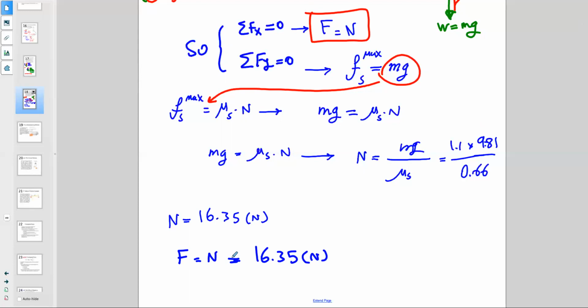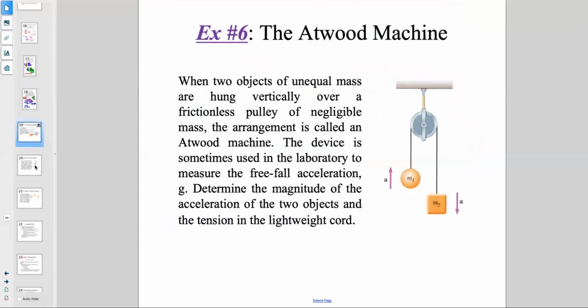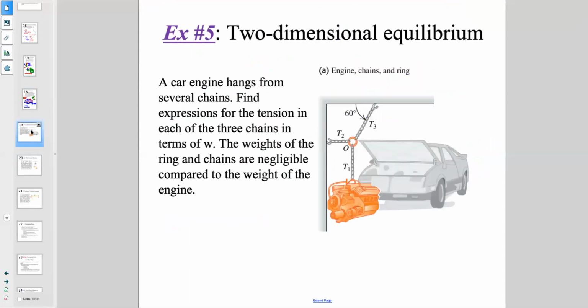Okay, so let's take a look at this one. Exercise 5, two-dimensional equilibrium. Now, you can have two-dimensional equilibrium. It's the same idea as one-dimensional equilibrium. Remember, the forces along the x and along the y should cancel out. We have a car engine hanging from several chains. Find expressions for the tension in each of the 3 chains in terms of W.